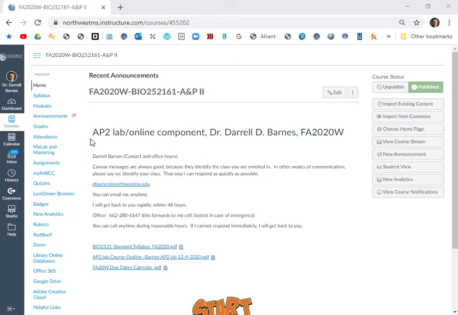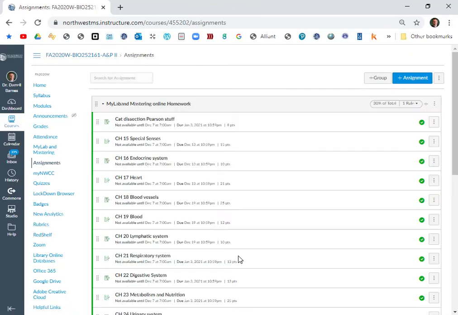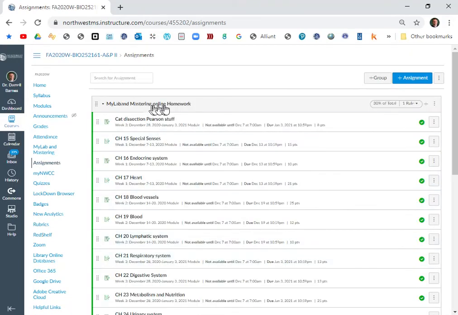Let's avert imminent disaster by checking assignments to make sure that all of the assignments fit into the percentages in the syllabus. And I'm not going to download the syllabus right now to show you that, but I know what these assignment values should be. My lab and mastering online homework is supposed to be 30%. And the next question would be, is everything in this section my lab and mastering stuff?